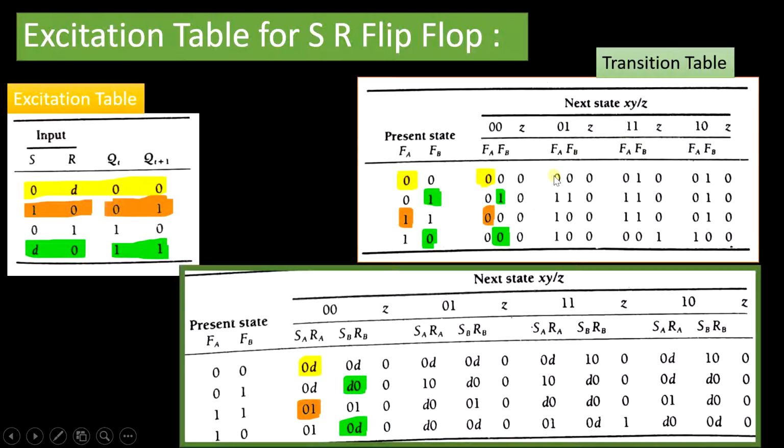If I have to explain the second one, say 0, 0, it would be for SA and RA. So 0, 0 is equal to 0D, 0, 1 will be equal to 1, 0, 1, 1 will be equal to D0, and 1, 1 will be equal to D0. So I have compared FA with FA here to write SA and RA in the second column of the next state. This way we can generate the excitation table for the SR flip-flop.